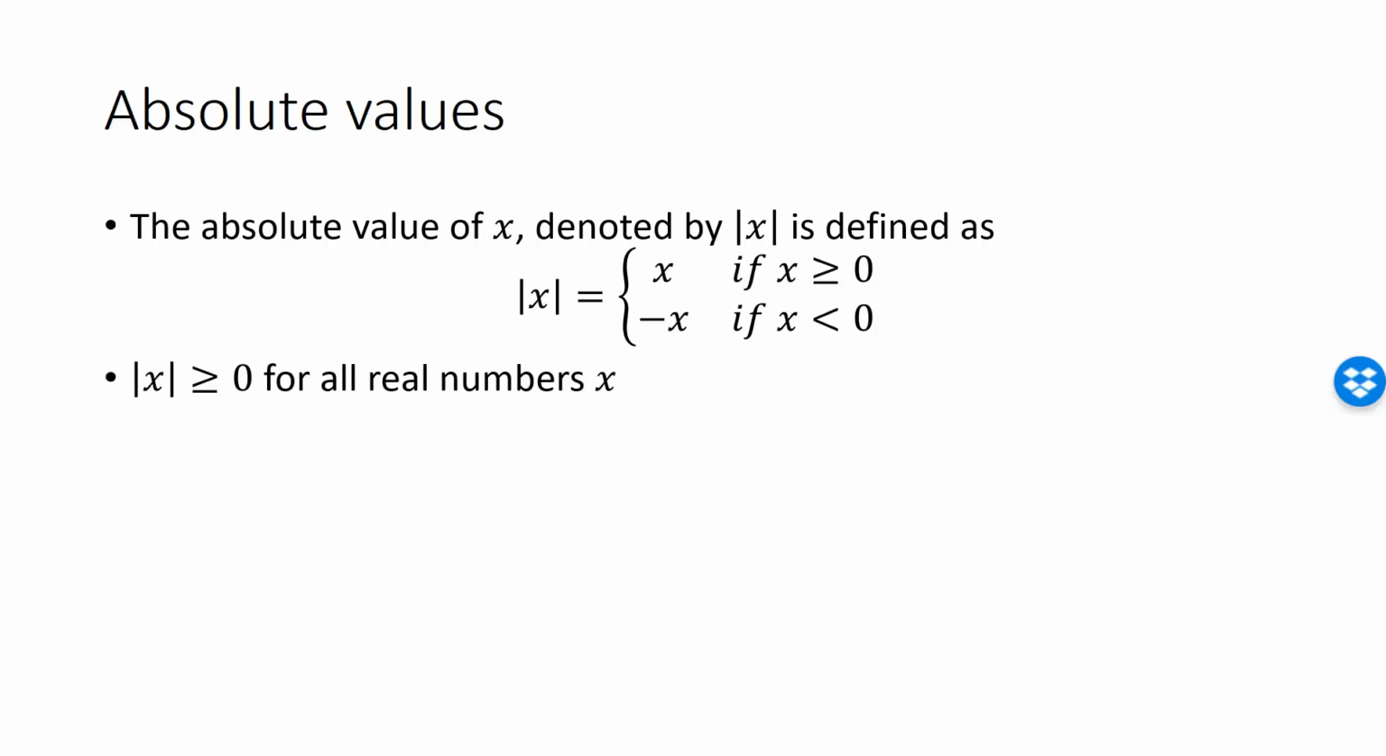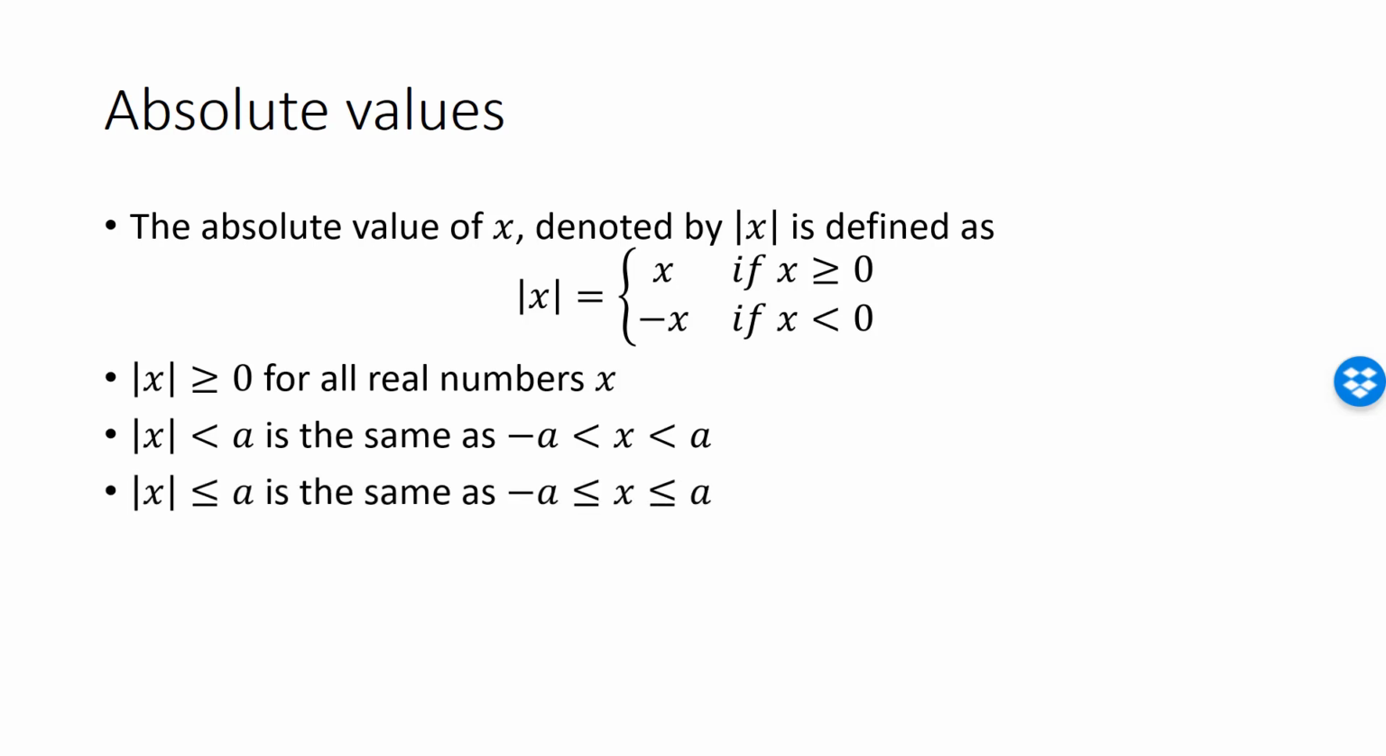We can generalize this and replace the number 2 by any positive number a. Replacing 2 with 0 or a negative number would not be useful since no real number would satisfy the inequality. The absolute value of x less than a is equivalent to minus a less than x less than a. For the inequality absolute value of x less than or equal to a, x equal to a and x equal to minus a will satisfy the inequality. That is, this inequality is equivalent to minus a less than or equal to x less than or equal to a.